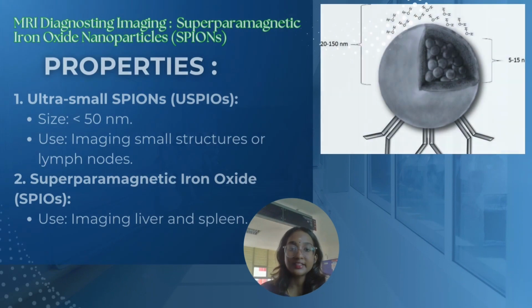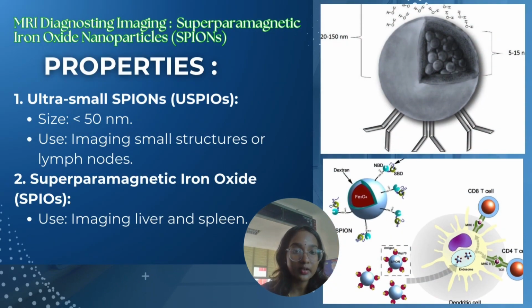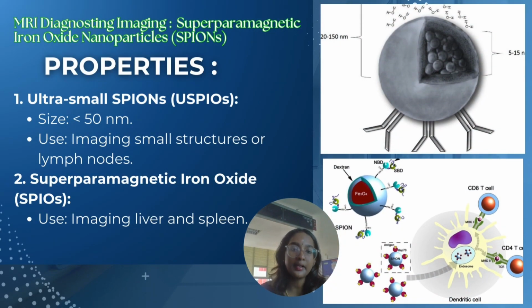Done. Thanks, Helena. So now I'm going to continue with the second example, which is superparamagnetic iron oxide nanoparticles (SPIONs). So what are the properties of these SPIONs? We have two types of SPIONs.